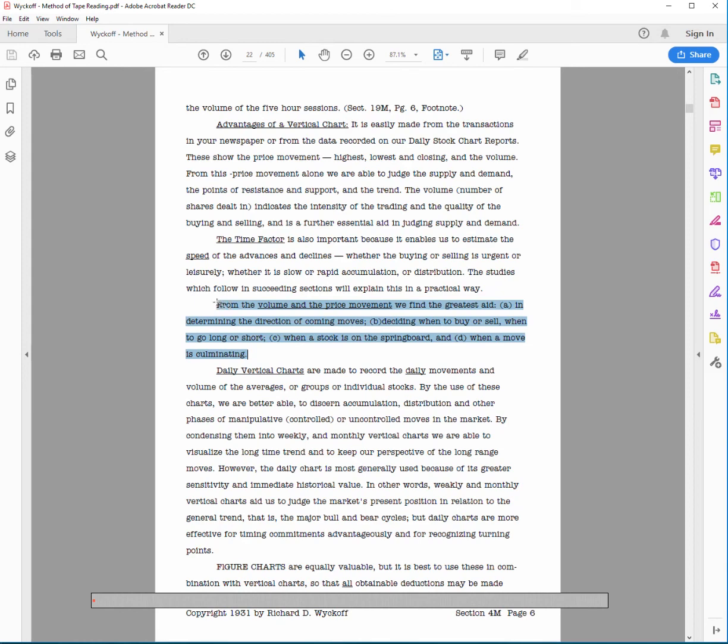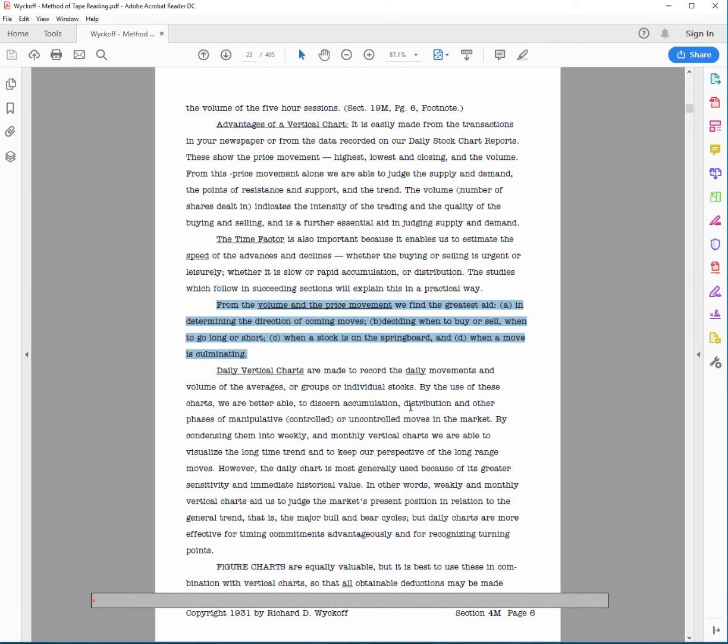Wave chart, really, for tape reading, for real tape reading, I don't see how it can be done without volume, because you're gauging force. Tape reading using the wave chart can be done without volume, although he tries to do it with time. I think time is an alternative to using volume. In general, it really does require volume, but time is the alternative, and Wyckoff used both time and volume. Daily vertical charts are made to record the daily movement.